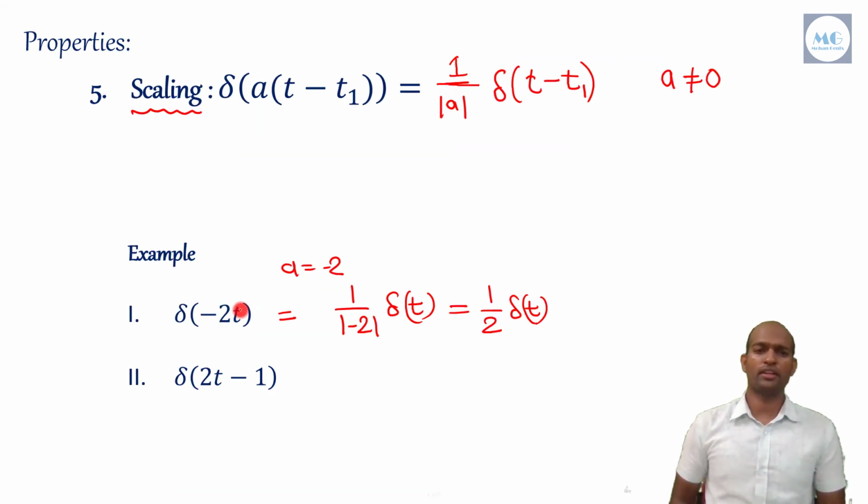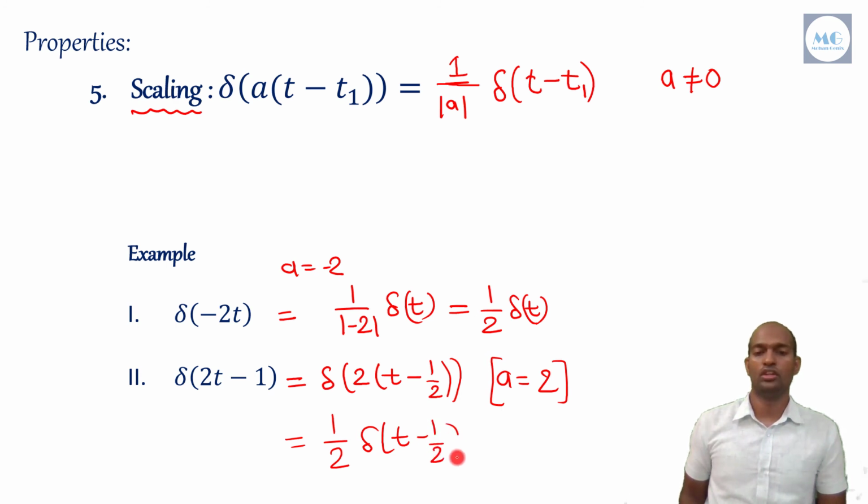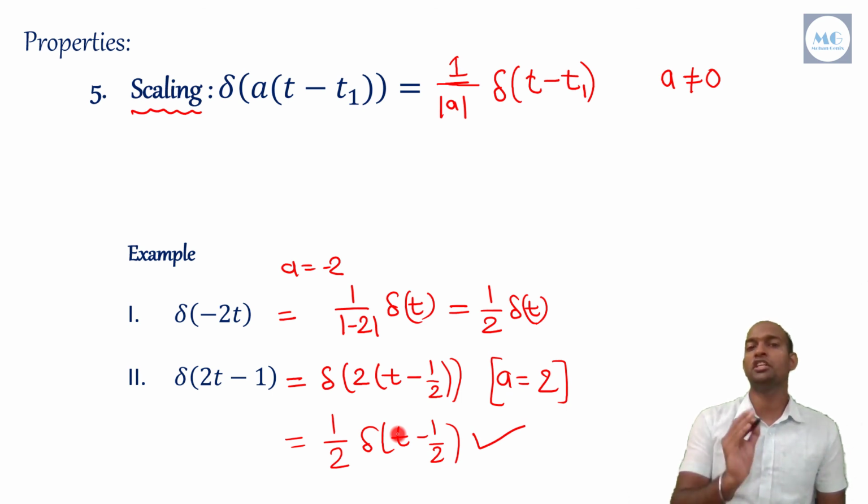So let's get back to our second example. What will be the solution of this question? Solution of this question we can write as, let's take 2 common. If I take 2 common, then what will become? t minus 1 by 2. Friends, then what will be the value of a here? In this case, value of a is 2. So it will be 1 by 2. You can see here this formula: 1 by 2 δ(t minus 1 by 2). This will be the answer. I hope all of you have understood up to this point clearly.